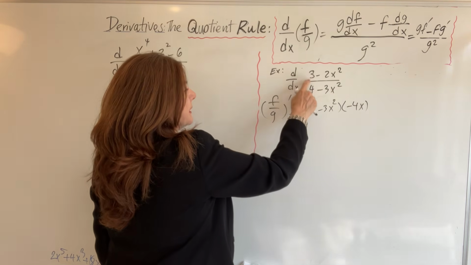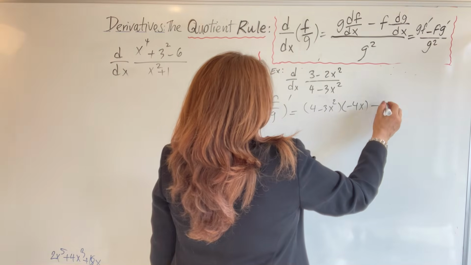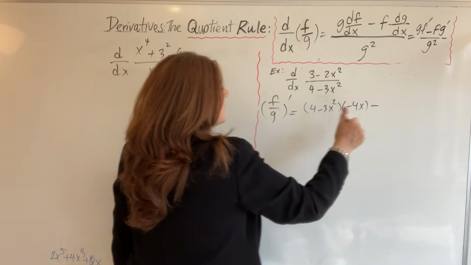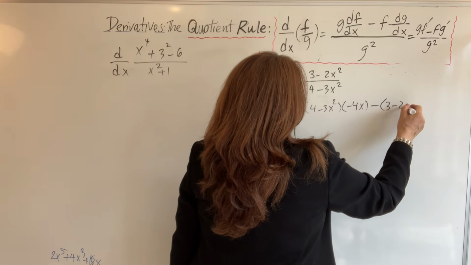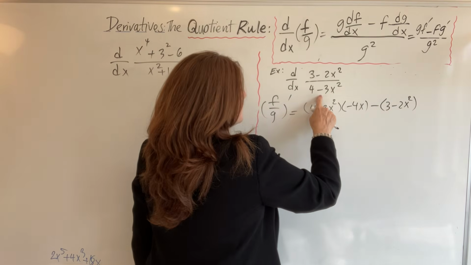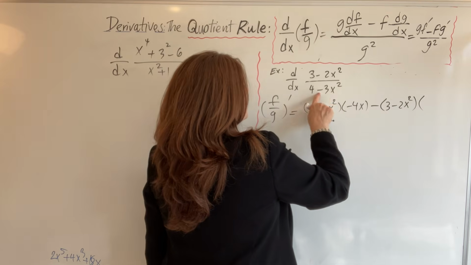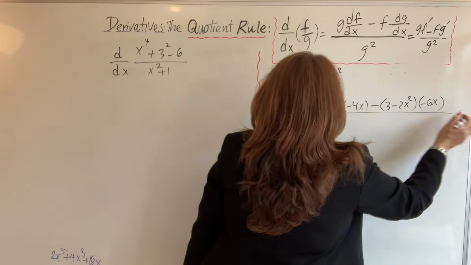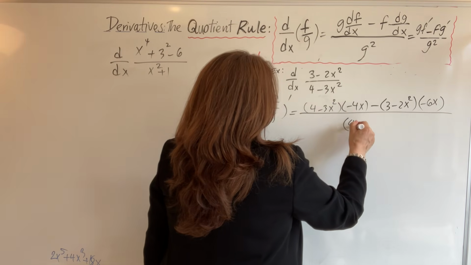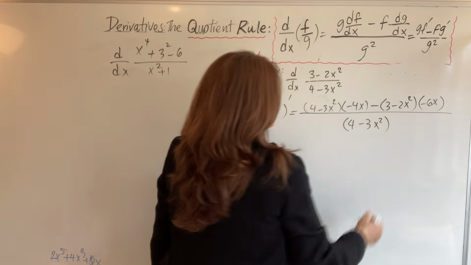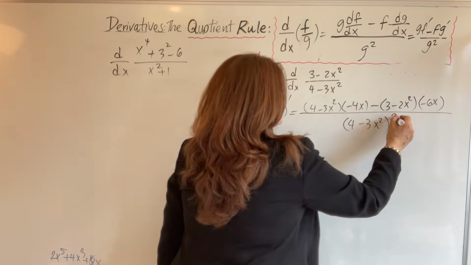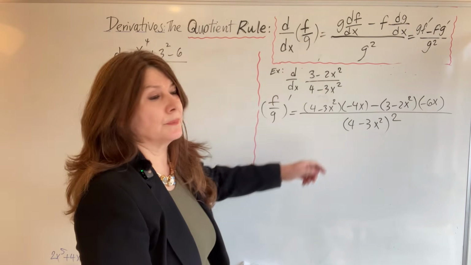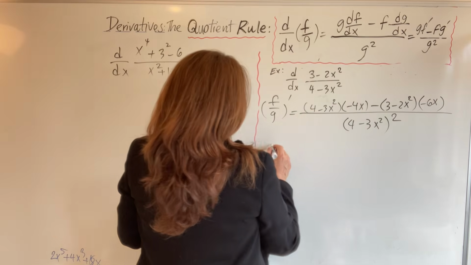Minus is important here. Now the top one, without any change, times the derivative of the bottom. The derivative of this is negative 6x, right? Over the bottom squared, right? Order matters here.